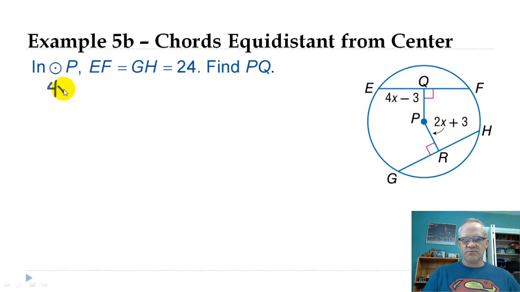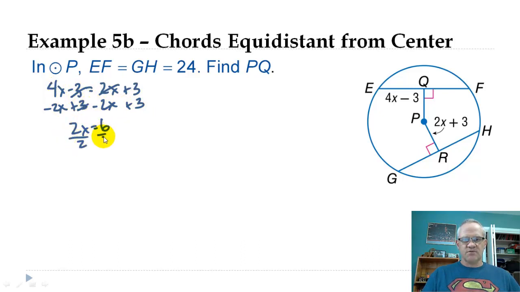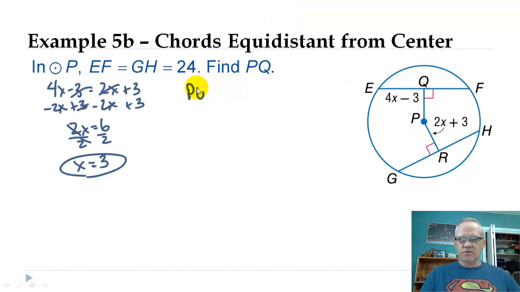So 4x minus 3 would equal 2x plus 3. Algebra, so minus 2x, and then plus 3. And so it looks like here we have 2x equals 6 and divide by 2. And so it looks like we have x is 3. But once again, oh, hold on, that's not our answer. We were trying to find PQ. So PQ is this distance right here, so that means plug it in. PQ is 4 times 3 minus 3. 12 minus 3, which is 9.